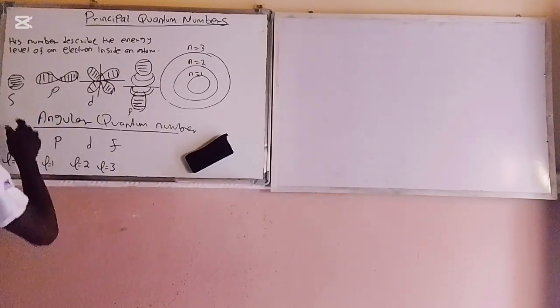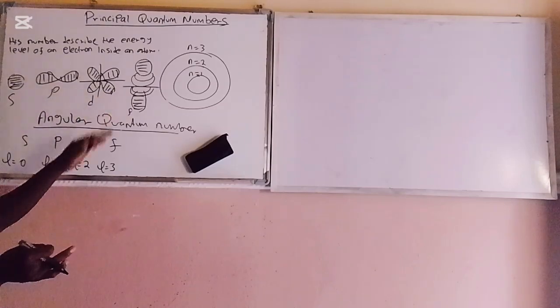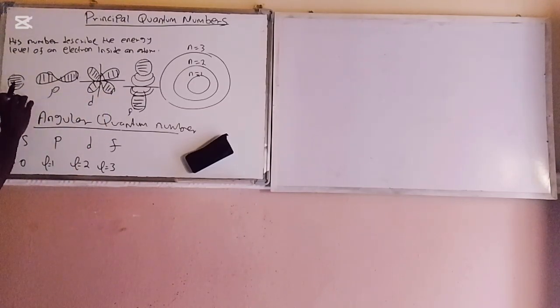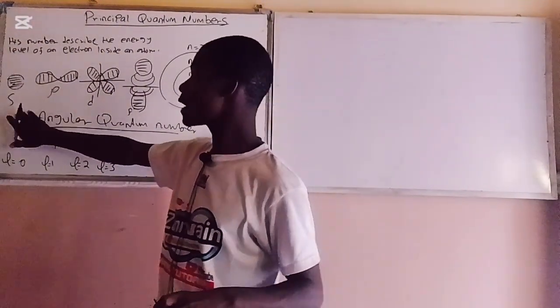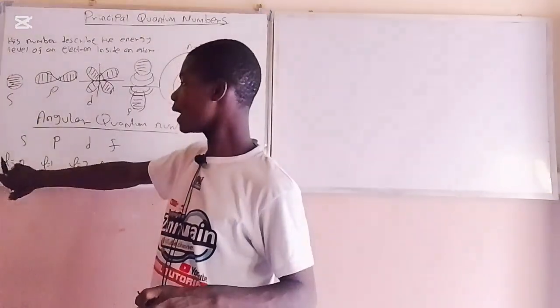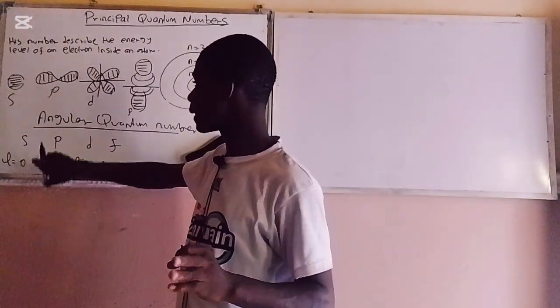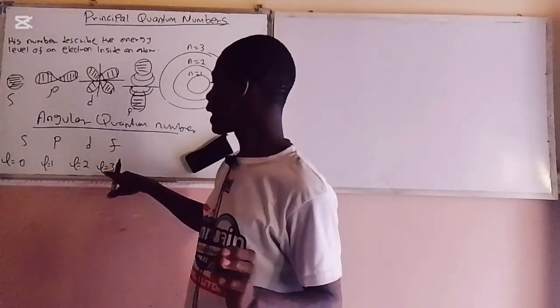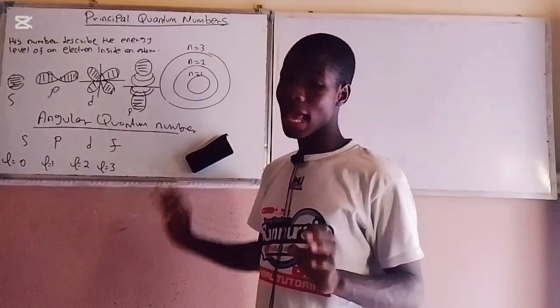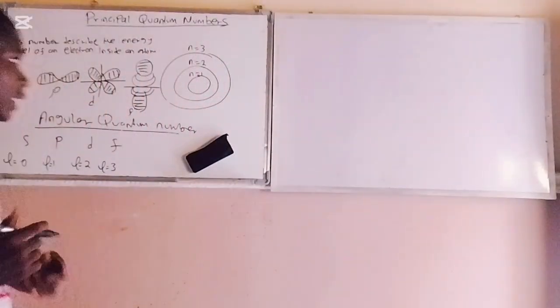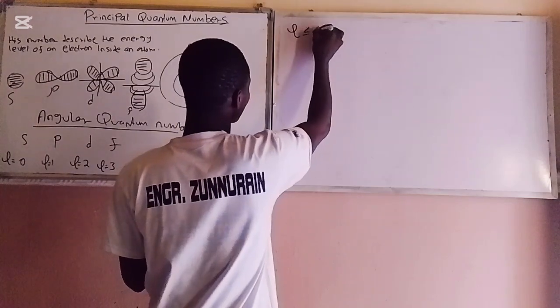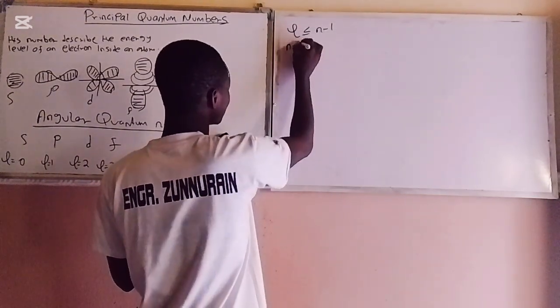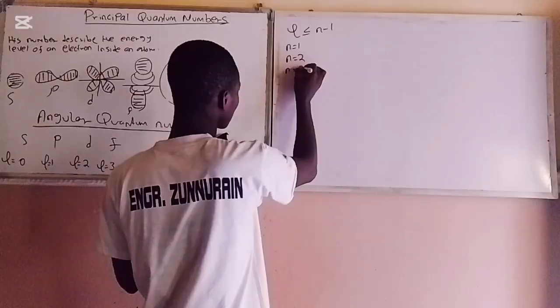The angular quantum numbers: we have the s shell, p shell, d shell, and f shell. In the s shell, l is equal to 0, in the p shell, l is equal to 1, in the d shell, l is equal to 2, and in the f shell, l is equal to 3. And you have to take note that l is less than or equal to n minus 1, when n is equal to 1, 2, 3.